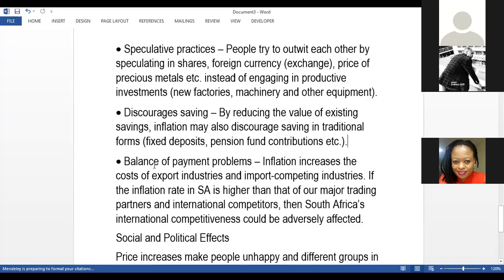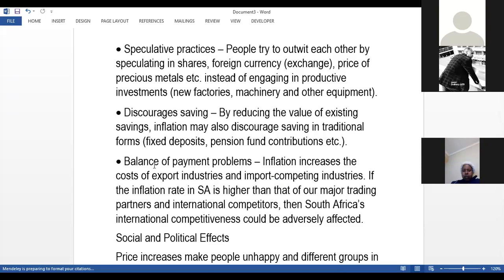Then inflation also affects the balance of payments. So we're going to be talking about the balance of payments when we'll be talking about measures of the performance of an economy. The balance of payments would be affected whenever we have increases in the price of goods, because inflation increases the cost of exports, industries, and import competing industries.